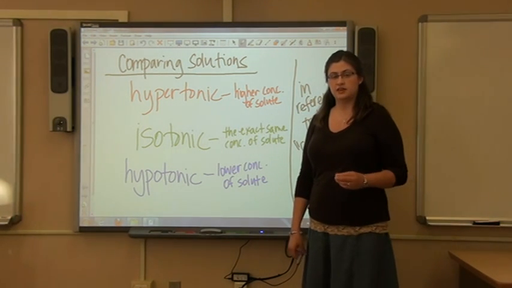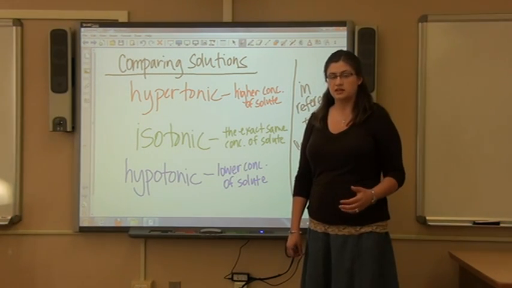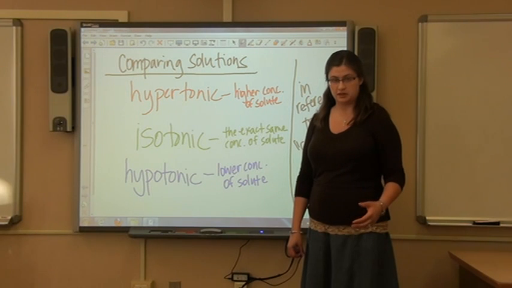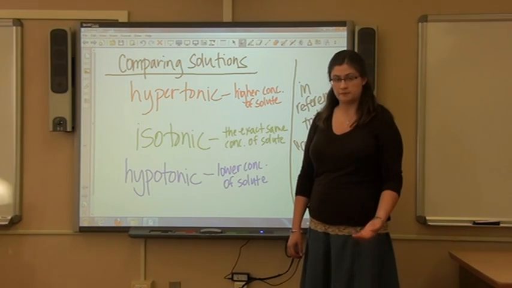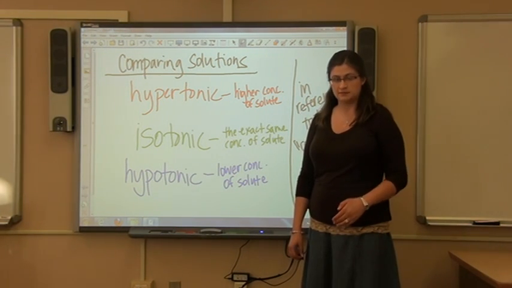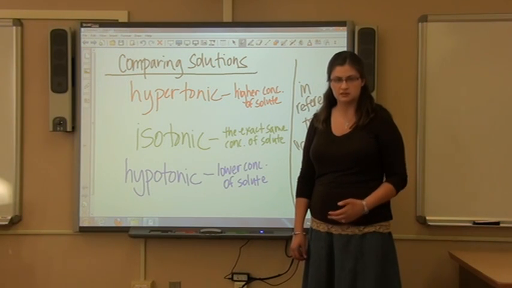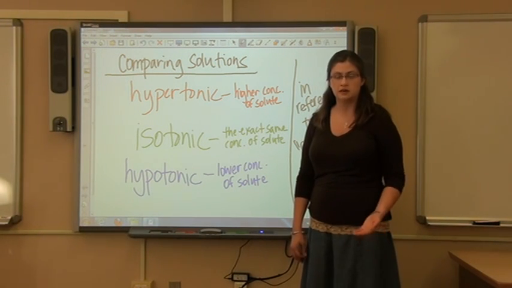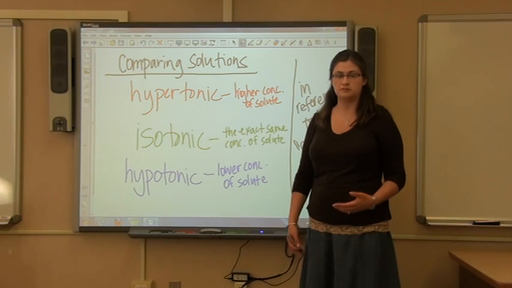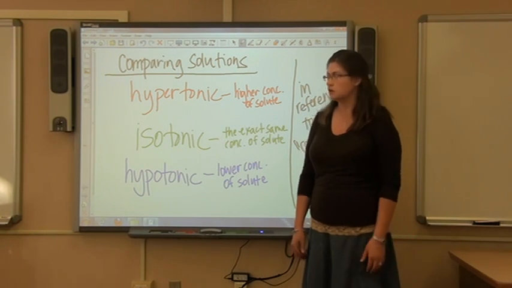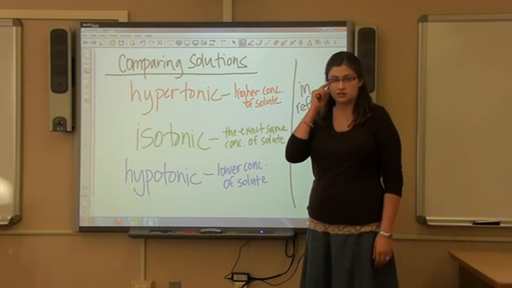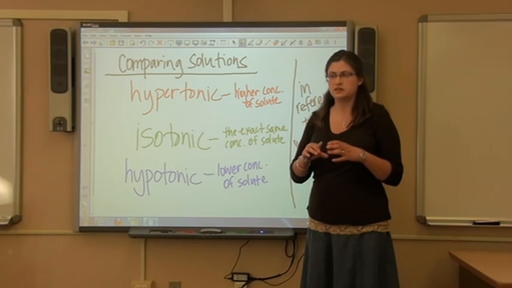Keep these definitions handy. The words in and of themselves are self-explanatory. Hyper means more, hypo means less. If you have hypertension, that means that you have too high of blood pressure. Hypotension, on the other hand, means that your blood pressure is too low. Iso is the word that's used to refer to things that are the same.